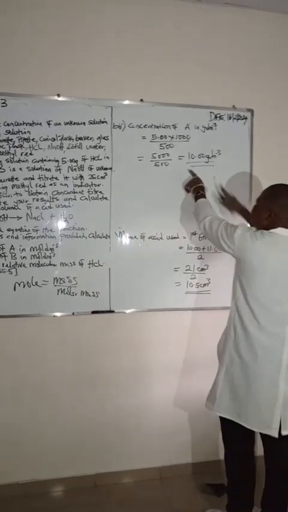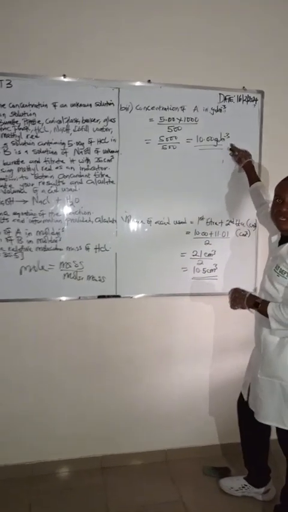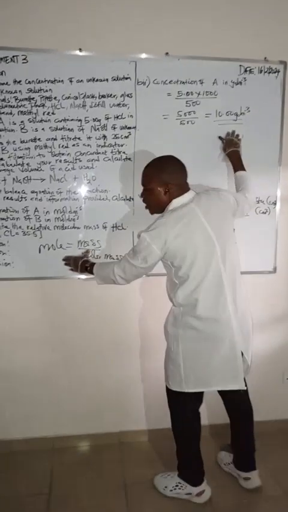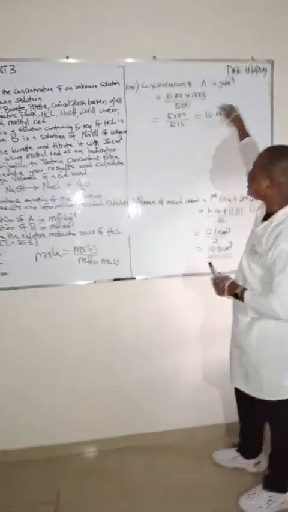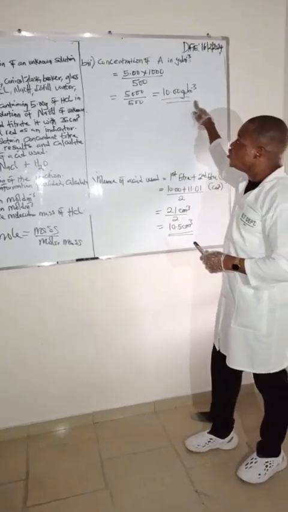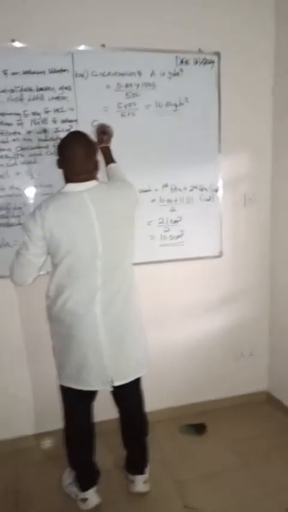So now we have converted to gram per dm cube. So we have 10.00. We cannot use the formula mole is equal to mass over molar mass, because we have converted to standard volume.